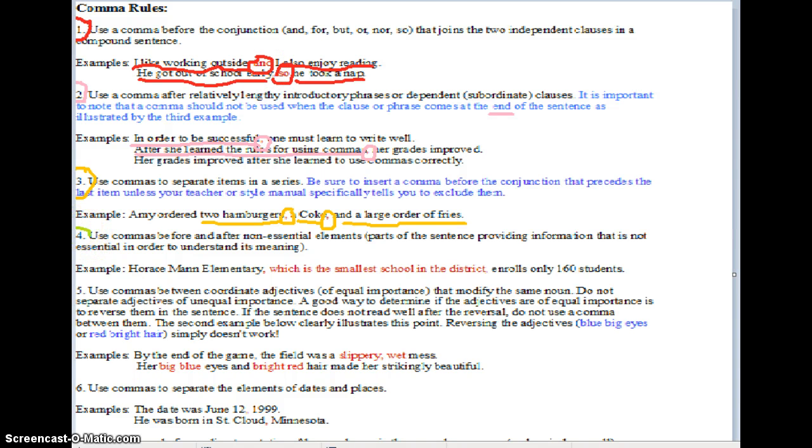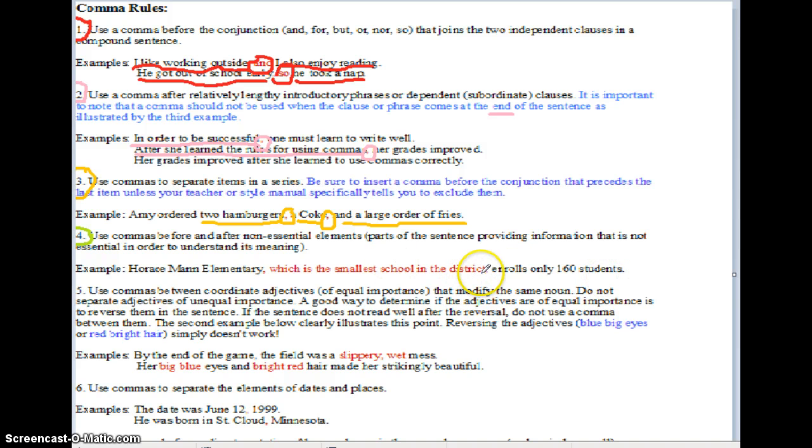Comma rule number 4. You're going to use commas before and after non-essential elements. Essentially, the non-essential elements are parts of a sentence that provide additional understanding, not necessarily information that is pertinent to the sentence. Let's look at an example. The irrelevant information is highlighted in the red, outlined by quotations. Horace Mann Elementary, which is the smallest school in the district, enrolls only 160 students.